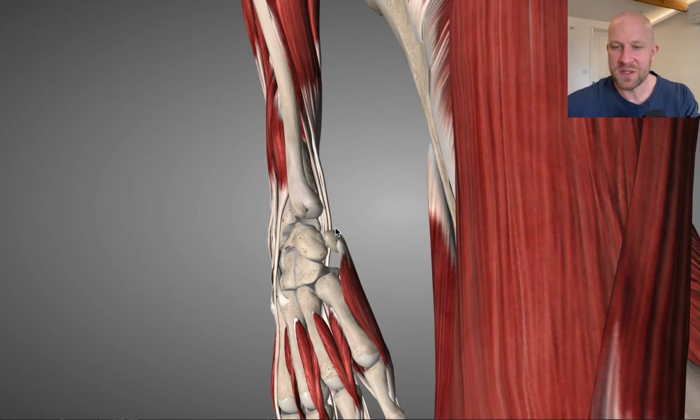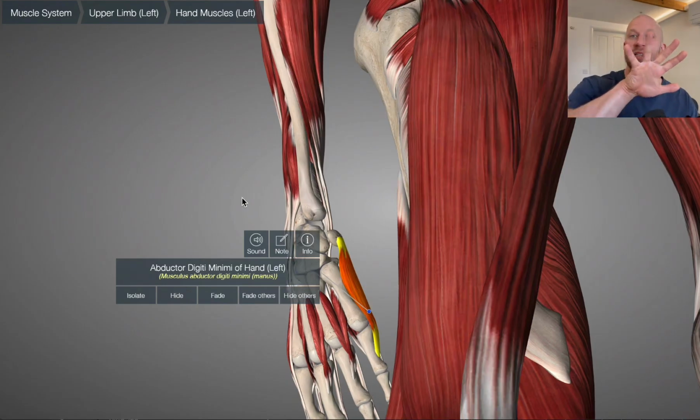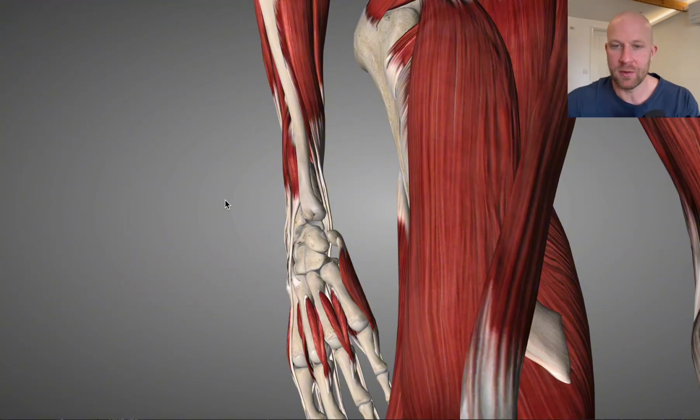On the subject of little muscles, I've got to show you this one because it's abductor digiti minimi, which is a muscle just for abducting the little finger. If you forget what it's called, just think mini-me. Not a hard one to remember.